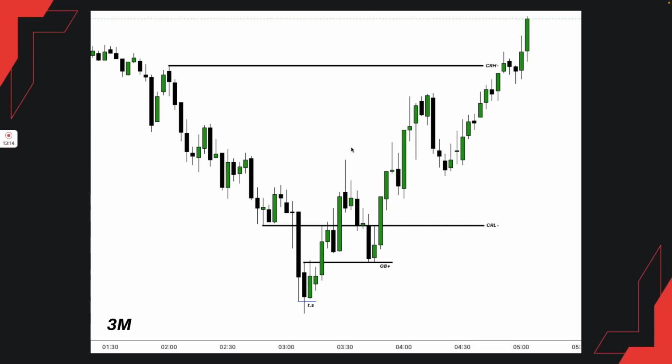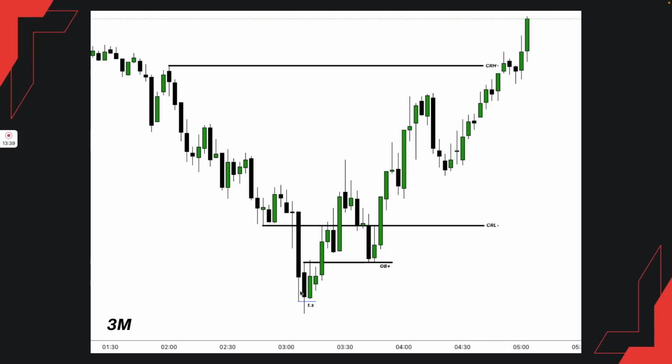Dropping down to a 3-minute chart, you can see the entry. Turtle soup, for those of you catching it. Order block formed with a close above. Tapping back into the order block, aiming for the consequent encroachment or equilibrium of this range, and ultimately the range high.